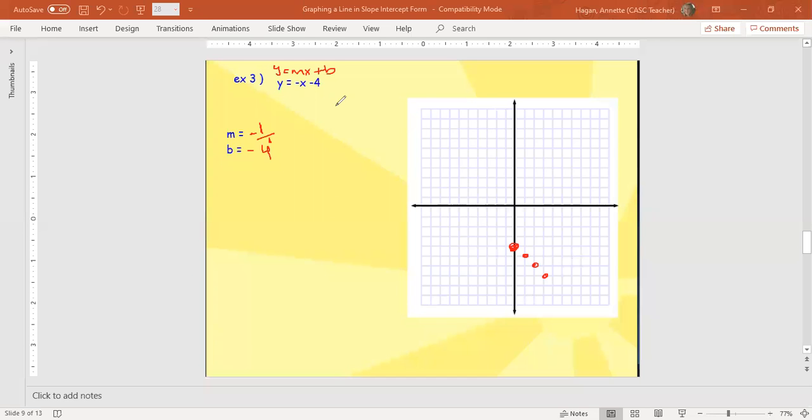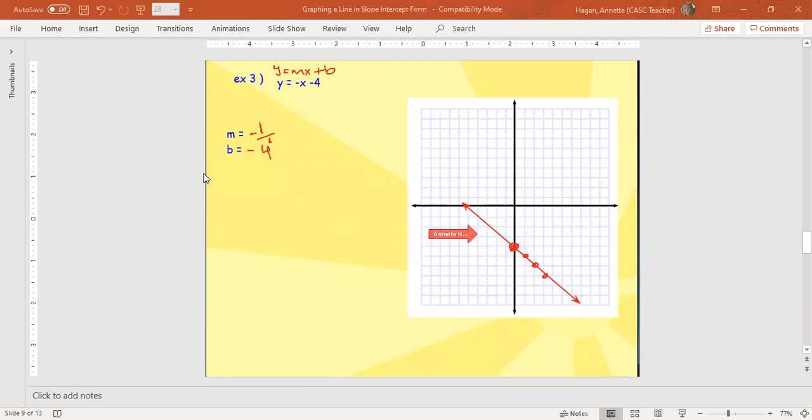Notice this line has a negative slope. It is decreasing, and my equation had a negative slope. That's a great way to check if you're doing this the right way: your line needs to match your equation. If your equation has a negative slope, your line should be decreasing. It should be nice and negative.